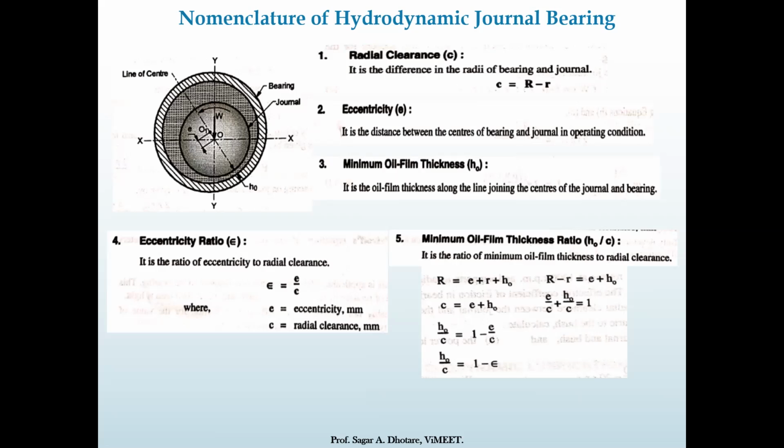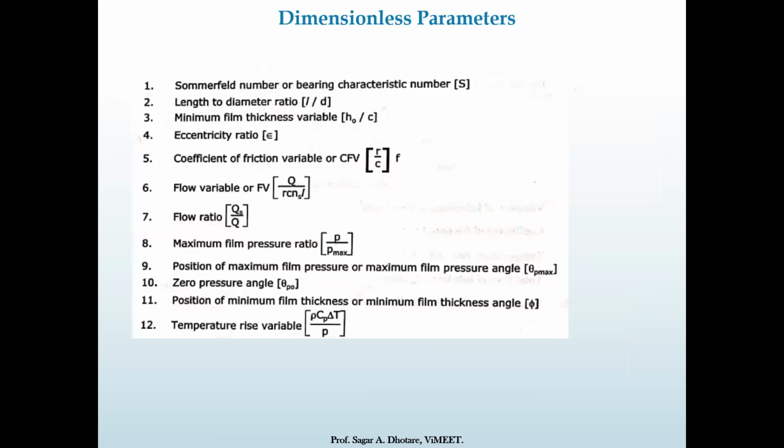At this time you have just understood what are the different nomenclatures or parameters which we can use for design of hydrodynamic bearing. So these are the dimensionless parameters. In examination for 5 marks theory, they may ask you to write down the different types of dimensionless parameters. So why is it necessary?